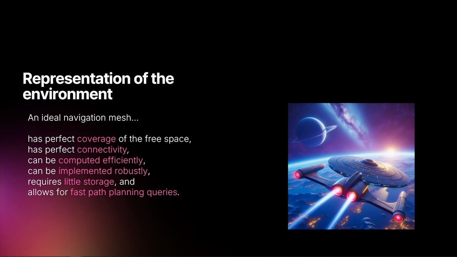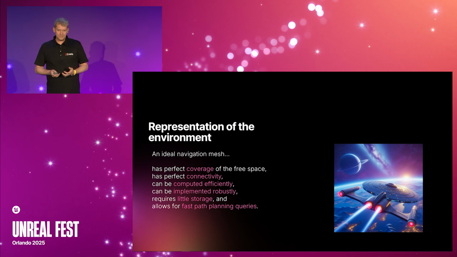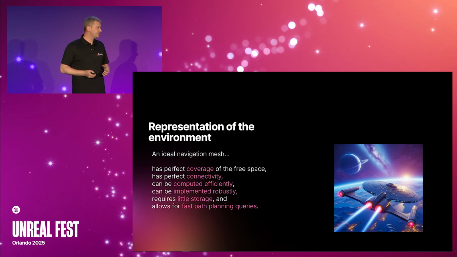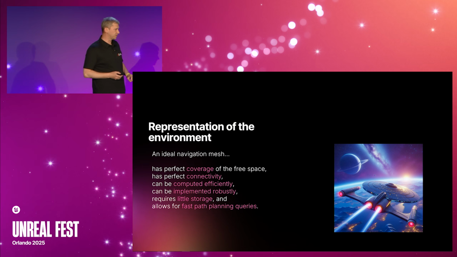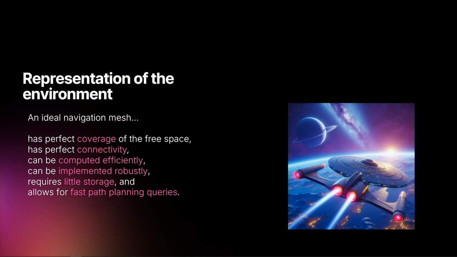In my opinion, an ideal navigation mesh has to satisfy these criteria. It has perfect coverage, meaning that if there is a place where a character can stand, then this location should also be represented in a data structure that goes with the navigation mesh. In addition, it has perfect connectivity, so if there is a path in the game world that connects a start with a goal, then this path also should be able to be retrieved via the data structure. It should be computed efficiently, implemented robustly, and it should require little storage, so that it can also be used on machines with constrained memories. And it also allows for fast pathfinding queries, hundreds of thousands in real time.